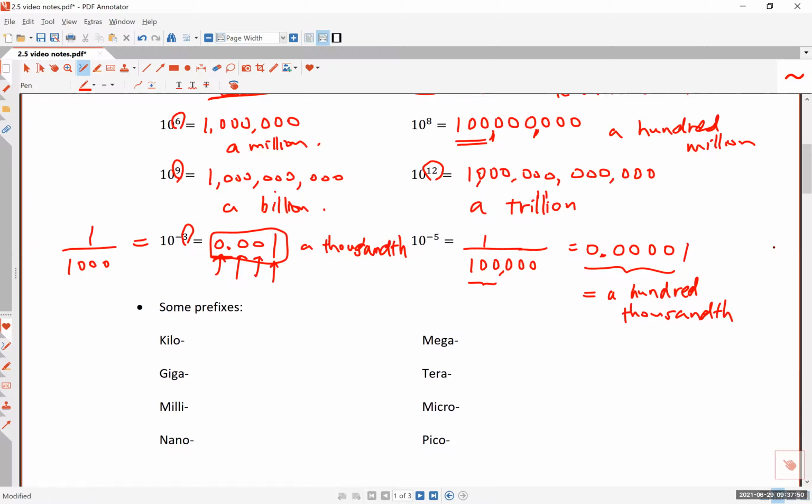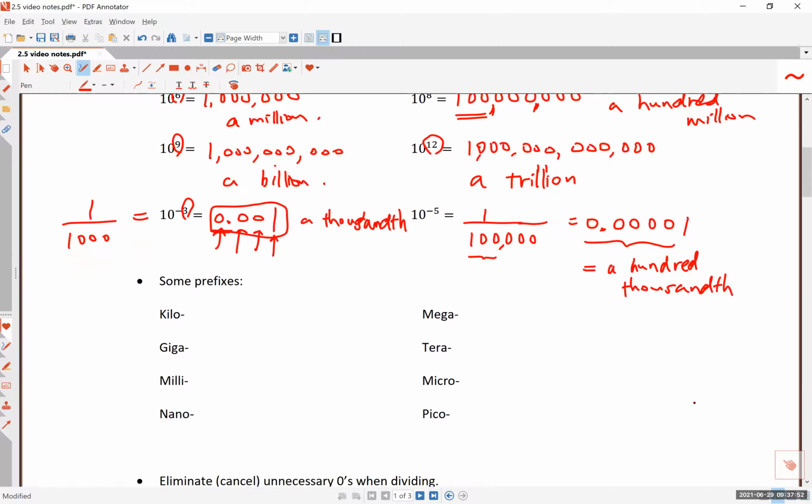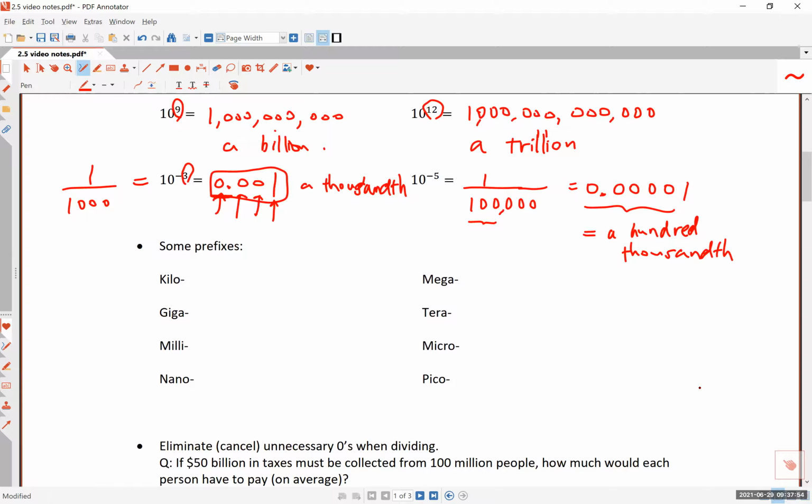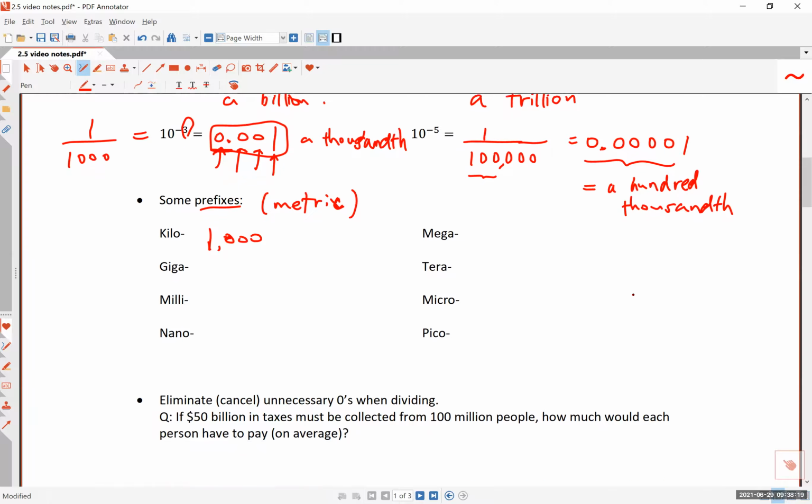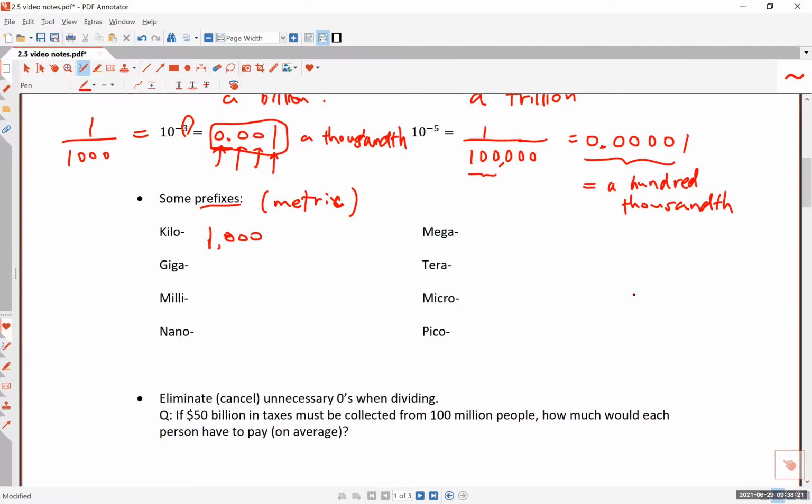We will not spend a lot of time on these small numbers. We will probably spend more time on the large numbers. Now, we have prefixes in order to describe these numbers. Like, for instance, the word kilo, these are metric prefixes typically. A kilo just means 1,000, right? So a kilowatt is 1,000 watts. Kilogram is 1,000 grams, and so on.